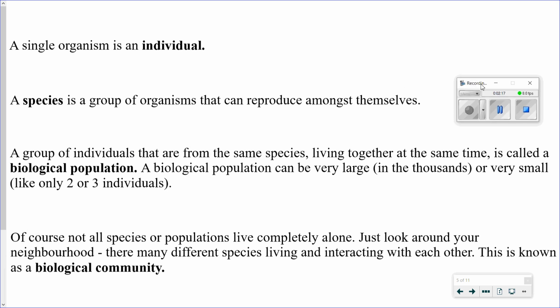Of course, not all species or populations live completely alone. Just look around your neighborhood. There are many different species living and interacting with each other. This is known as a biological community.